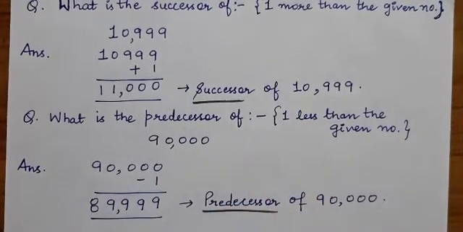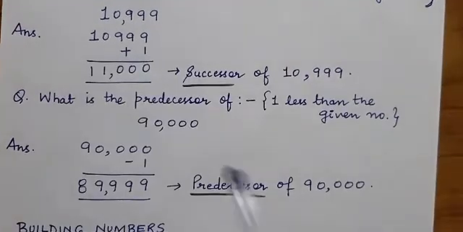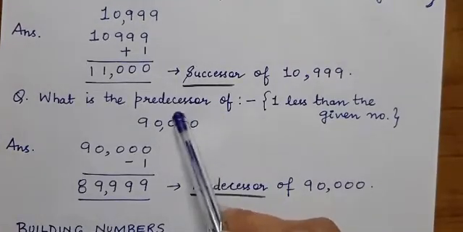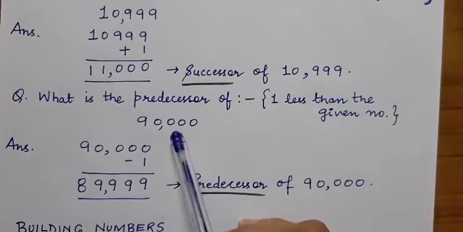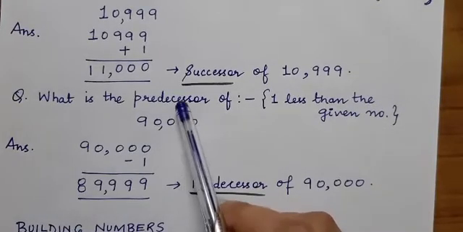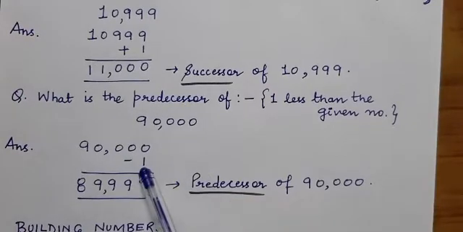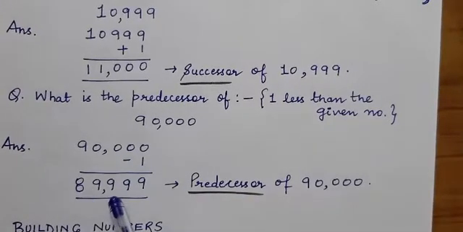Second example is of predecessor. What is the predecessor of 90,000? Predecessor means one less than the given number. So whenever you want to find the predecessor, you subtract 1 from it. So the final answer is 89,999.